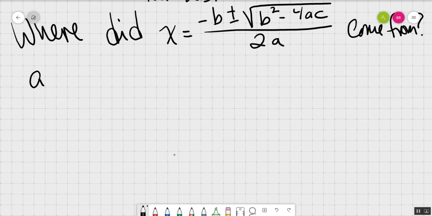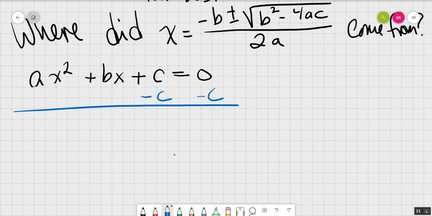So we're going to start off with a times x squared plus bx plus c equals 0. And I'm going to complete the square on this and then solve it for x. And I know that sounds insane. Okay, so I'm going to start this from standard form, ax squared plus bx plus c equals 0. So the first thing I'm going to do is move c over to the other side because I'm going to be completing the square. And that'll give me ax squared plus bx equals negative c.